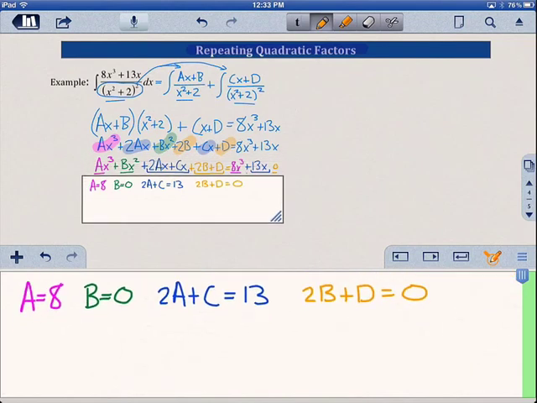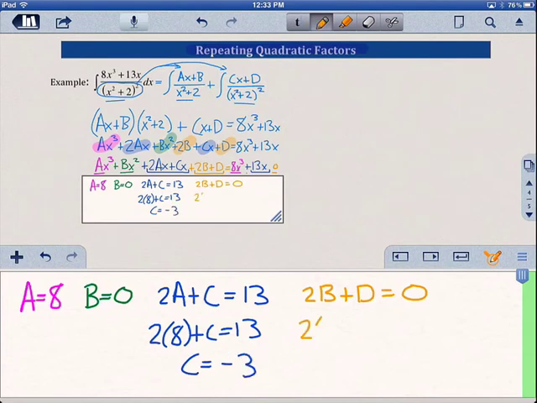So now using substitution, we can find some of these. So I know a equals 8, so 2 times 8 plus c equals 13, meaning c equals -3. And in our last one, we know b equals 0, so 2 times 0 plus d equals 0, and we're left with d equals 0.